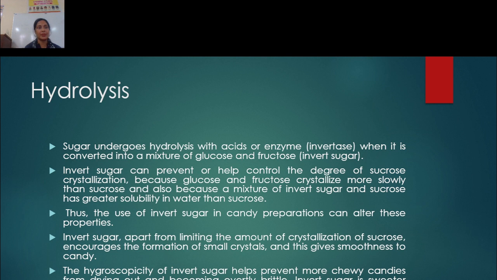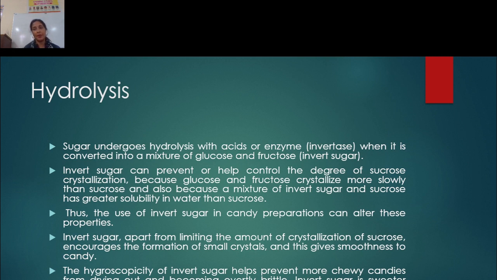And then the second reaction is hydrolysis, and the sugar undergoes hydrolysis with either acids or enzymes. The enzyme which is used for hydrolysis is invertase, and the sugar is converted into a mixture of glucose and fructose, which we call invert sugar. And invert sugar controls the degree of sucrose crystallization, because glucose and fructose crystallize more slowly than sucrose. When sucrose is converted into the mixture of glucose and fructose, the crystallization does not occur or occurs very slowly.